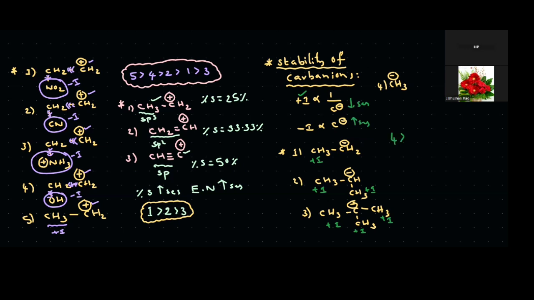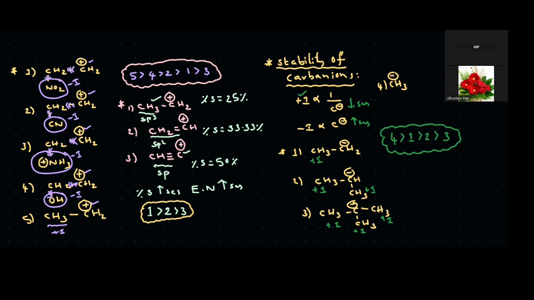One releasing group, two releasing groups, three releasing groups. So the carbanion containing one releasing group is more stable. So 4, 1, next 2, next is 3. So this is the stability order of carbanions. It is the reverse of the carbocations. So we can easily say the carbanion stability like this. In the earlier case also we discussed the same percentage of S character. Here it is reverse only.